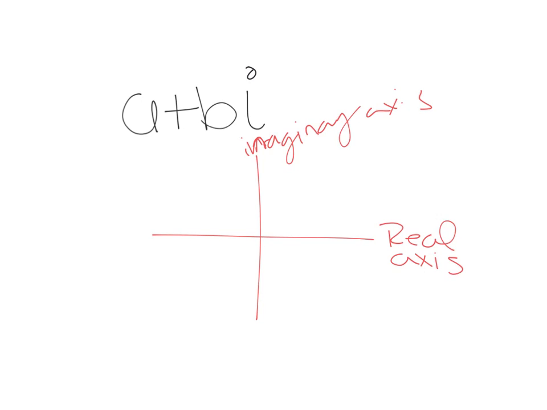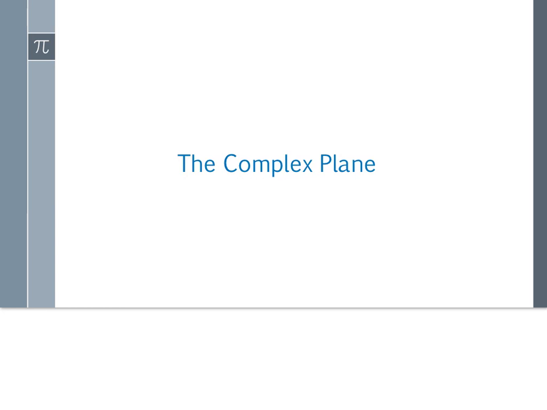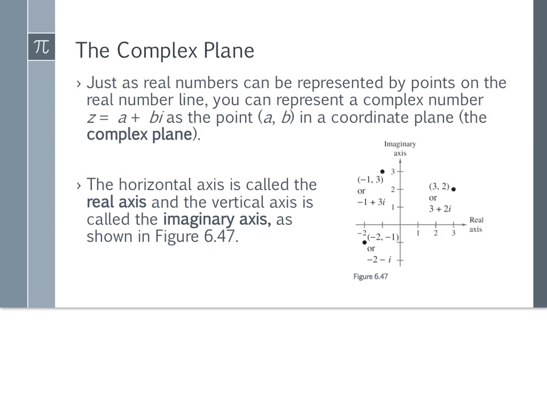Let's take 1 plus 2i. So I would go over here, 1, 2, plot the point. That would represent 1 plus 2i. So just to recap, anything in the form of z equals a plus bi in the coordinate plane, we call this the complex plane. Horizontal axis is the real axis, and the vertical axis we're going to call the imaginary axis.